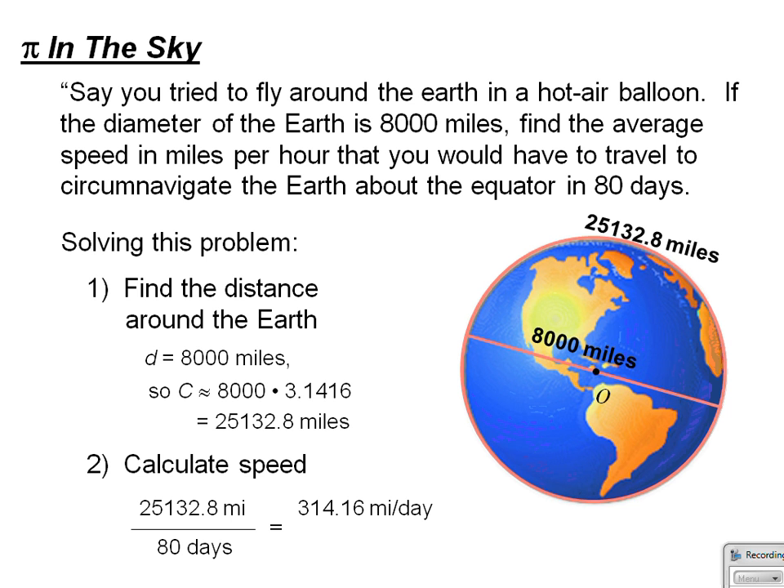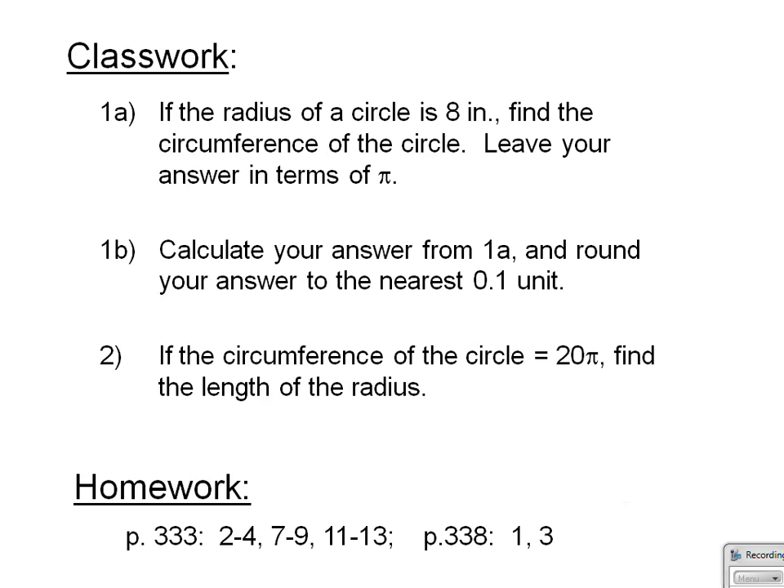But we still need to calculate the speed in miles per hour. So there's 24 hours in a day. Divide 314.16 by 24, and we will get our necessary speed that we need to travel to get around the Earth about the equator in 80 days, which is 13.09 miles per hour. Thus concludes today's lesson.